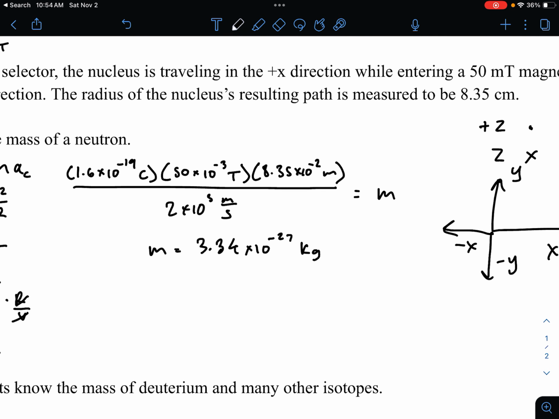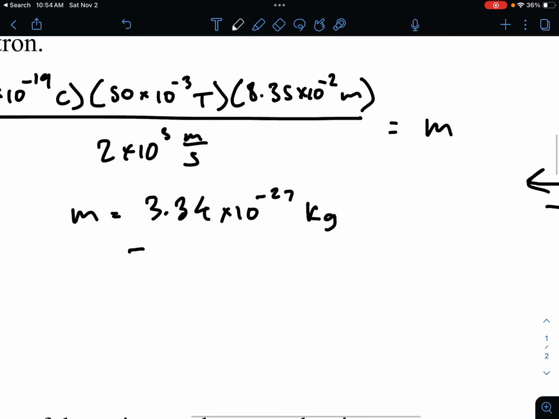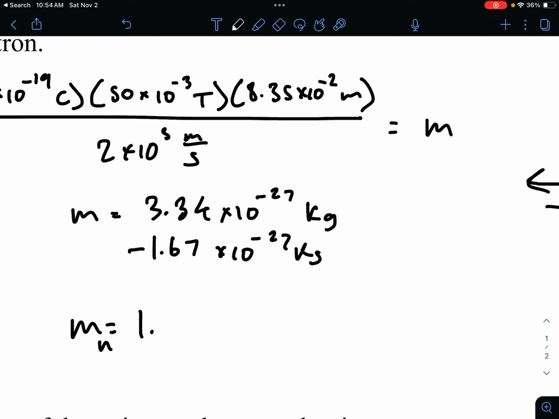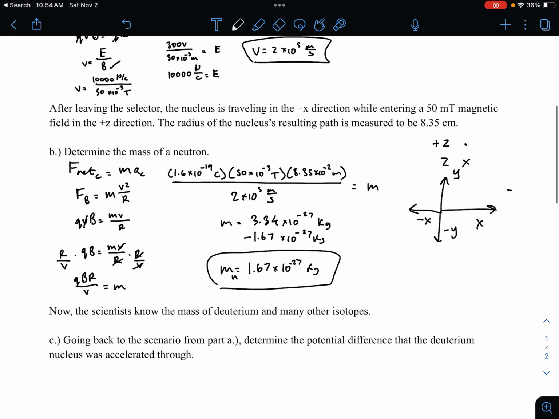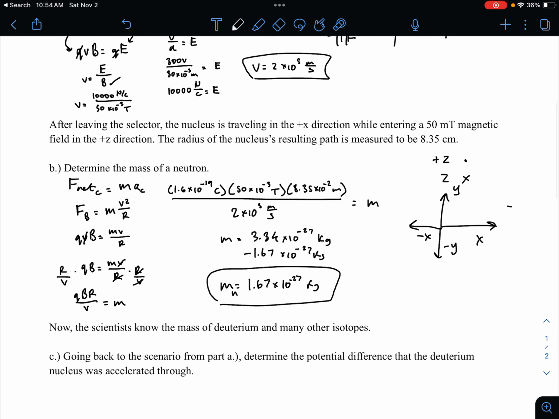Well, that's pretty easy. I can just subtract the mass of the proton, which is given to be 1.67 times 10 to the negative 27 kilograms. And I get that the mass of a neutron is equal to 1.67 times 10 to the negative 27 kilograms. So you can actually check your equation sheet. This is actually the mass of a neutron. So now the scientists know the mass of deuterium and many other isotopes.